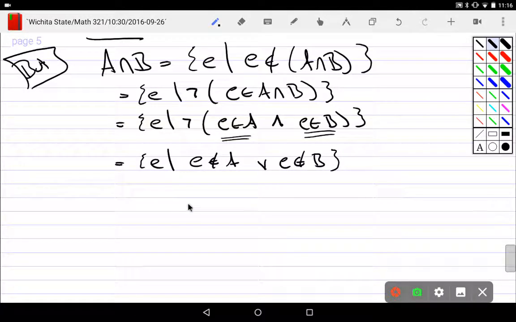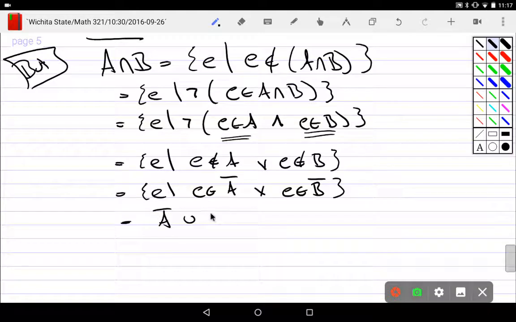If you're not in A, where are you? Outside of A. Who represents visually being outside of A? Its complement. If you're not in B, where are you? You're in its complement. What's the or? Union. So what did I just show, after all this work? I used logical laws, but what did I just show? A intersect B's complement is A complement union B complement.